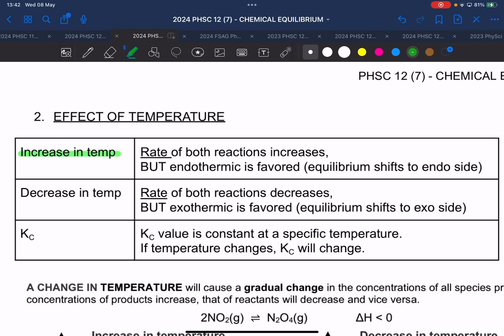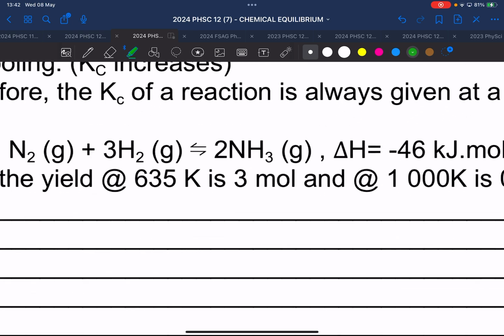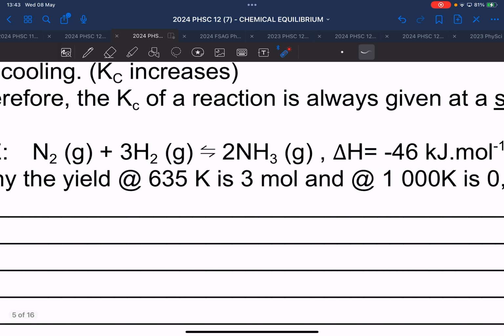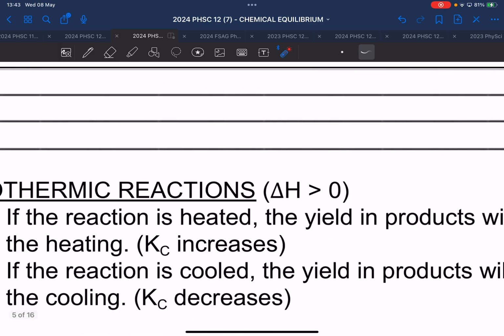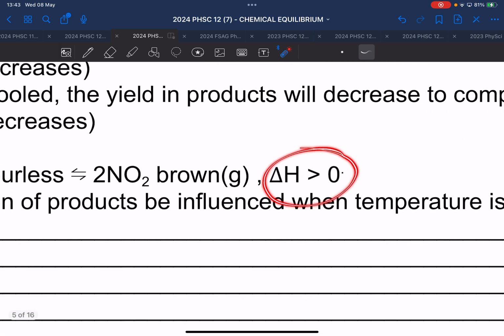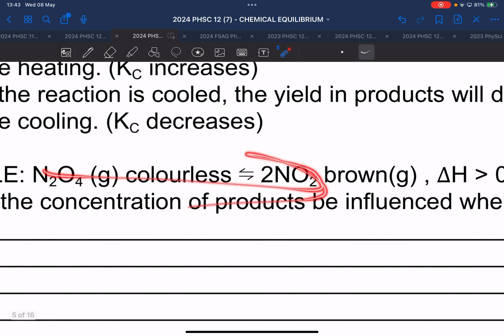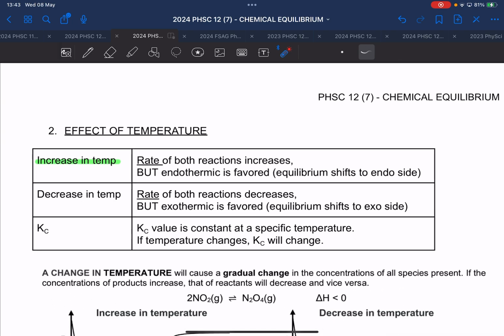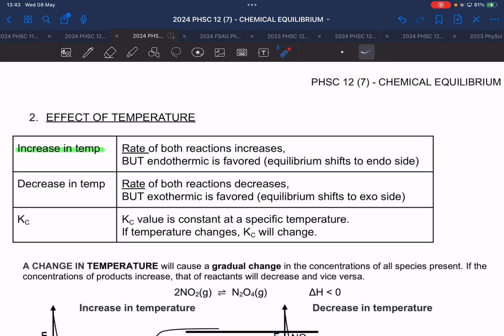But this will be different for each reaction, because if we look here, this is an exothermic reaction, so our forward reaction is exothermic. But here we have an endothermic one, so our forward reaction is endothermic now. Whatever we're given first will be the forward reaction, and the other will be the backward. It is important to remember that the delta H they give us is for our forward reaction.